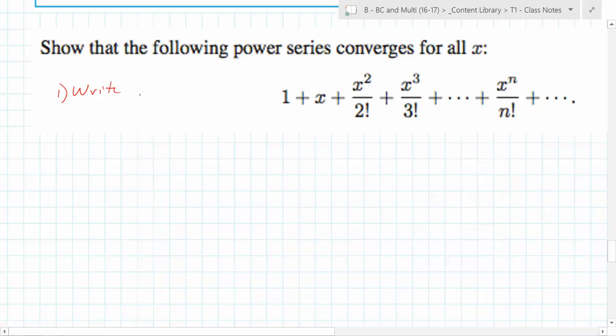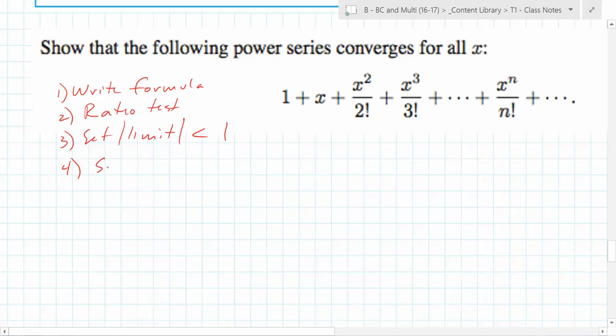Write the formula. And then what's the second step? Do the ratio test. And then what are you going to do? Set the limit less than 1, and then solve. Do that and tell me what happened. So what did you find on this one?